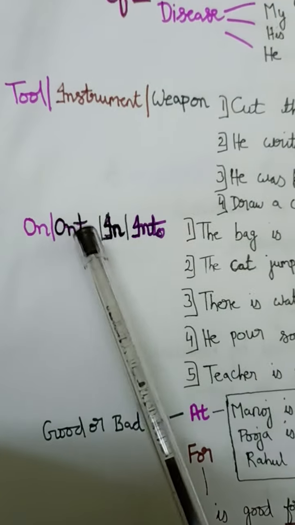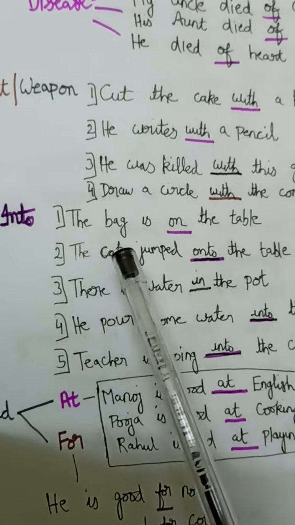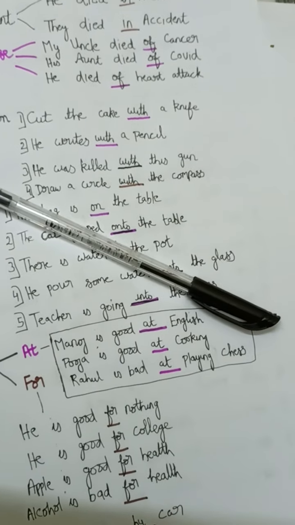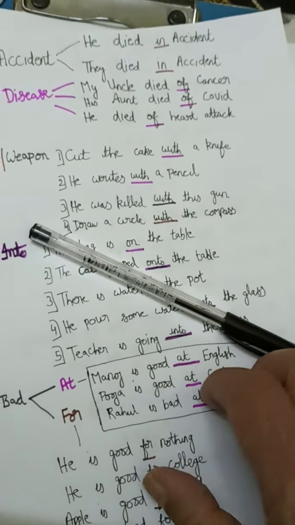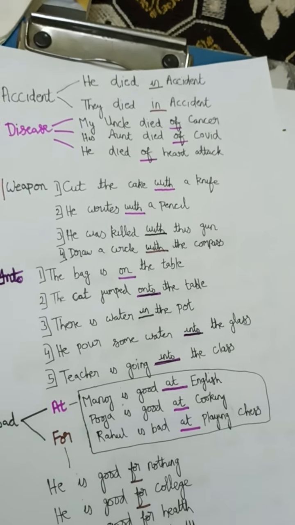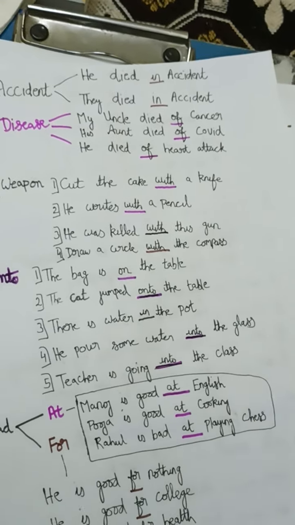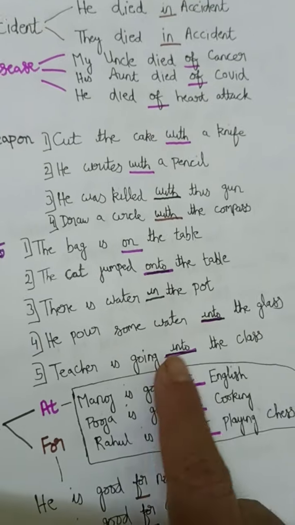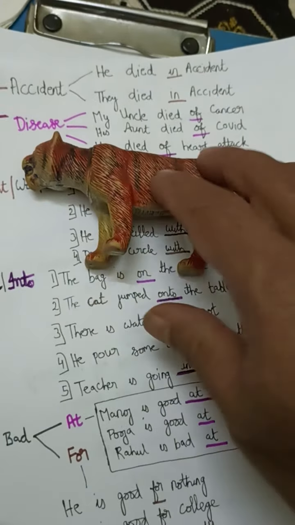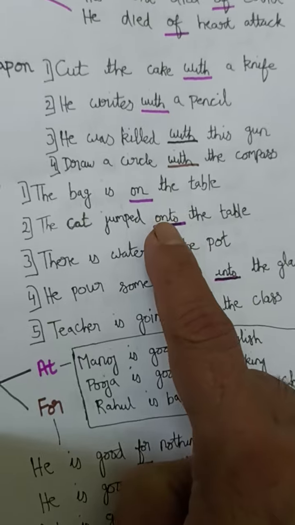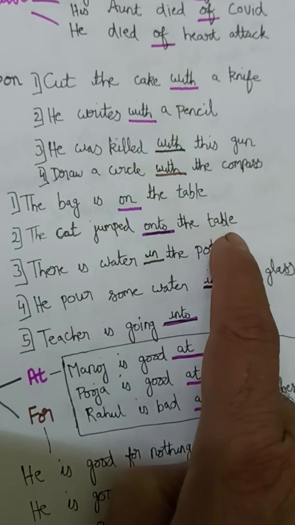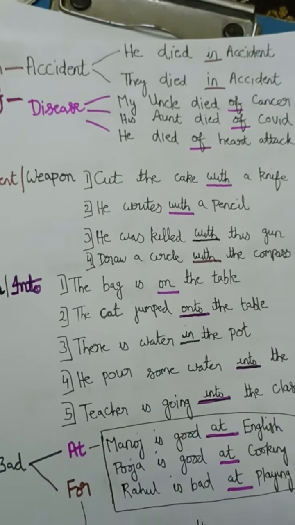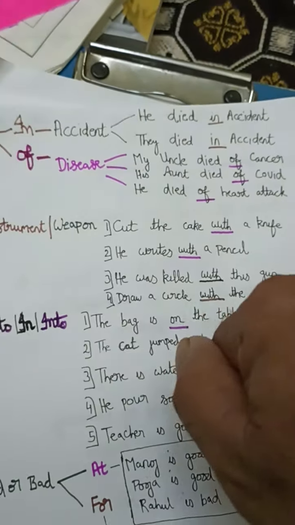Next, let us see on, onto, in, into. What is the difference? The bag is on the table, or you can say the pen is on the paper. But suppose I am telling that a tiger or cat jumped onto the paper, or that the cat jumped onto the table. So here you can see there is a motion involved. So when motion is involved, you should use onto. The cat jumped onto the table. Or some person can jump into the river. When he jumped into, it is because he is going into the river.